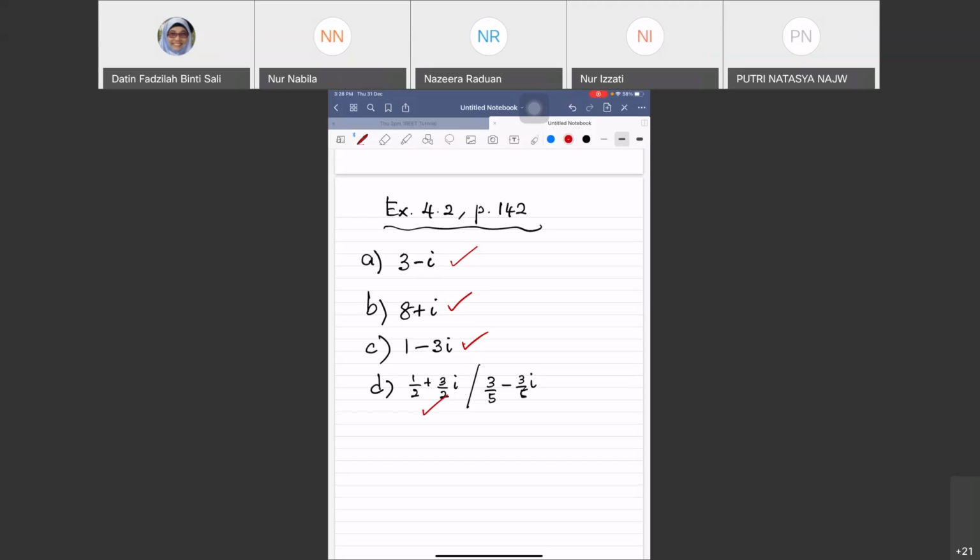Okay. Nabila? Yes, madam. The answer just now yours is which one? 3 over 5, is it? No, 1 over 2. Me, or Izati, is it? 3 over 5? Yes. No, okay, Izati. Nabila. Me, madam, me. Nabila. Bukan, madam. Bukan.